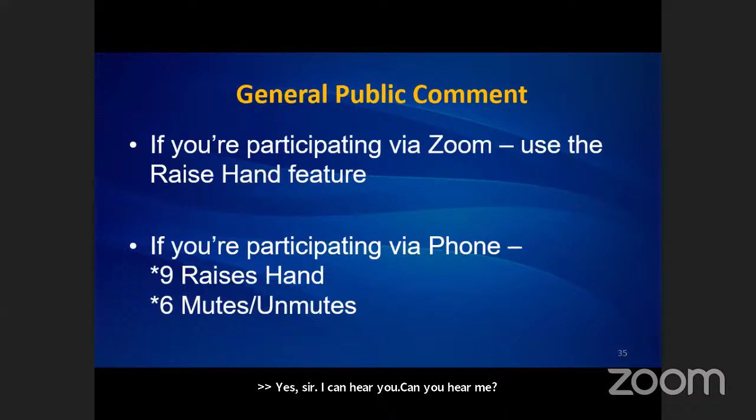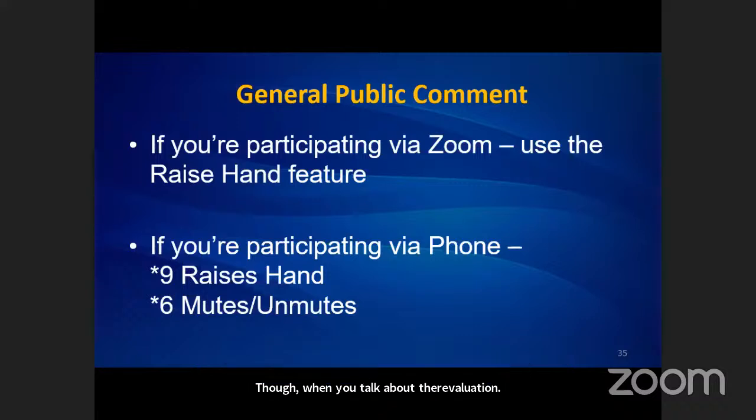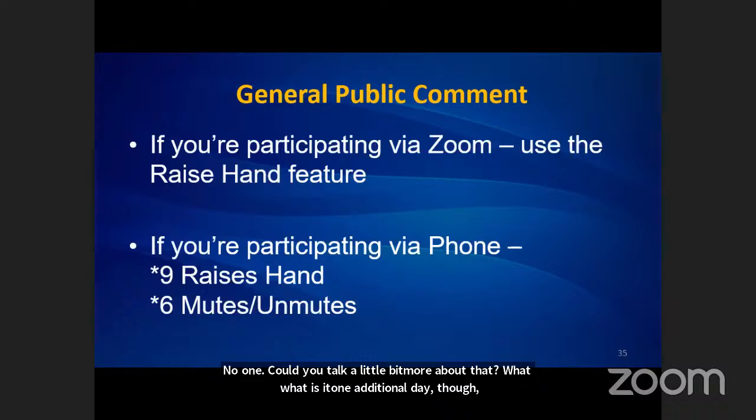One for Doug Leeper. Doug, when you talked about the reevaluation of the SWUCA saltwater intrusion minimum aquifer level, I was wondering, can you talk a little bit more about that? What additional data are being used, or techniques or models to do the re-evaluation? And your slide says aquifer level. I assume there's multiple aquifer levels that are involved here with the re-evaluation.